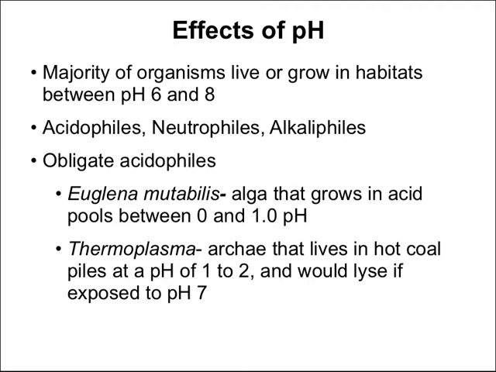An example of an obligate acidophile is Euglena mutabilis. This is an algae that grows in very acidic pools between 0 and 1 for the pH. And then there's Thermoplasma. These are an Archaean species that live in hot coal piles. Their preferred pH range is from 1 to 2. If you expose them to a pH of 7, they would lyse because they can't handle that alkalinity. Because many molds and yeasts tolerate moderate acidic environments, they're the most common in spoilage of pickled foods.